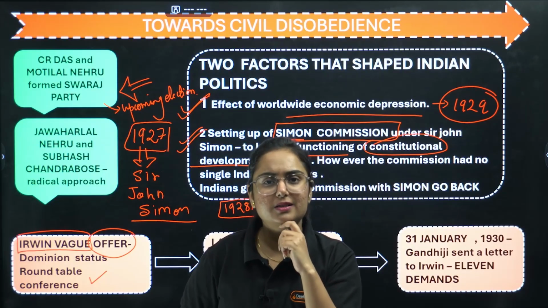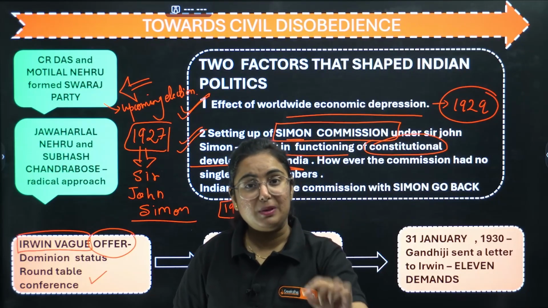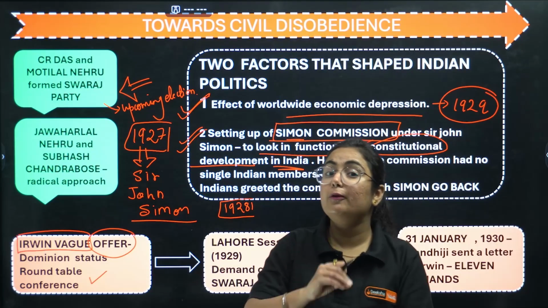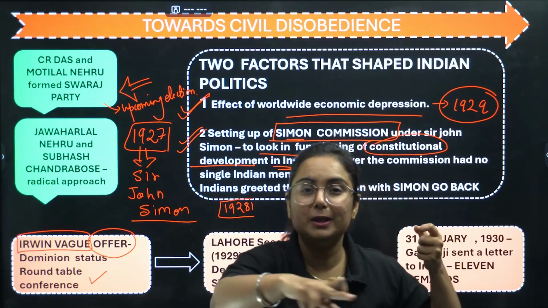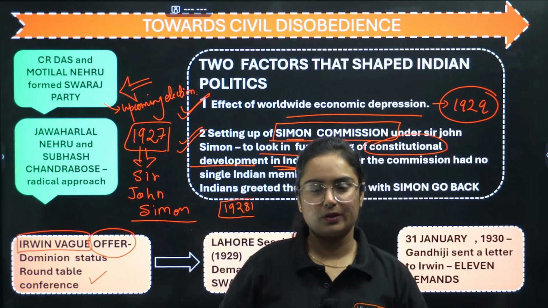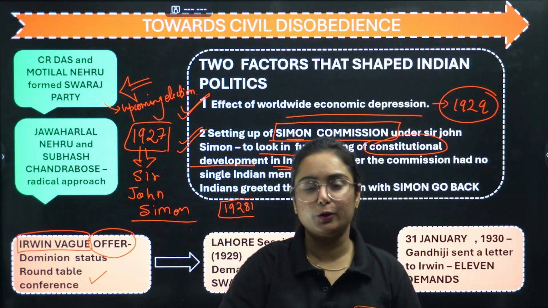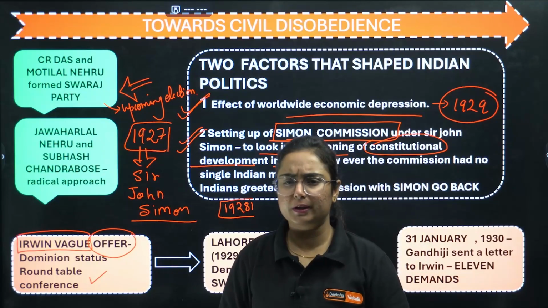Now, what is dominion status? Is it freedom? No. Here, dominion status means that the government will be formed only by Indians, but we will still dominate you. Getting my point? This is how this vague offer was presented by Irwin, right?